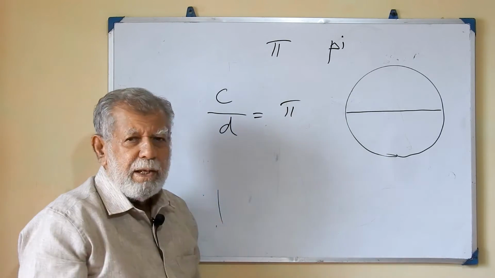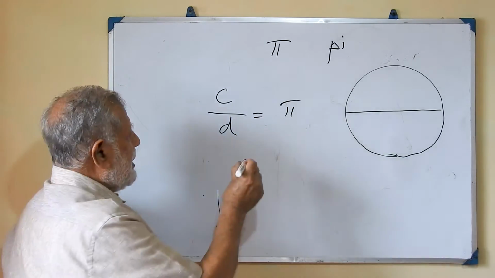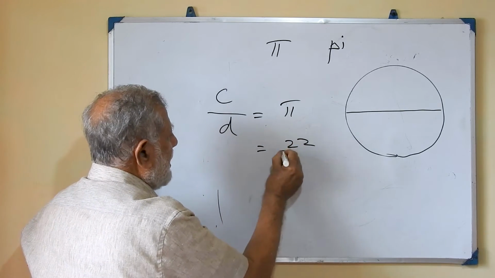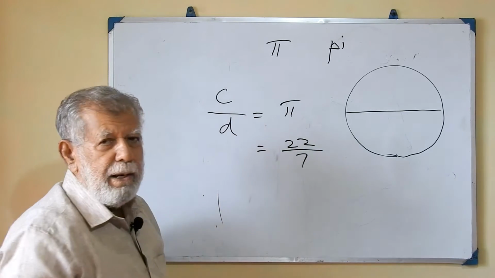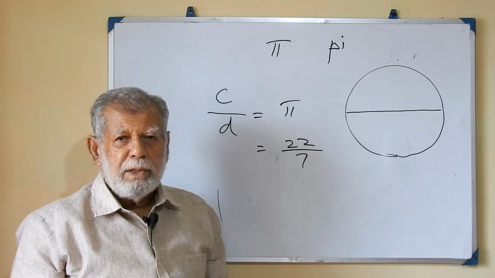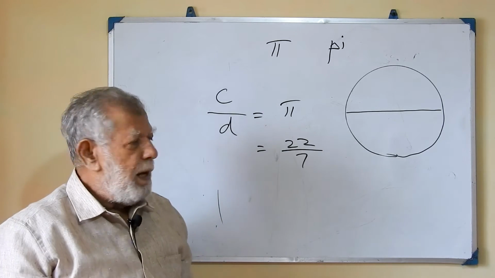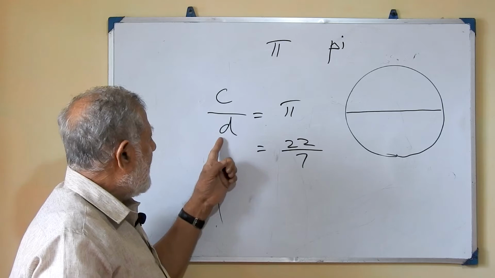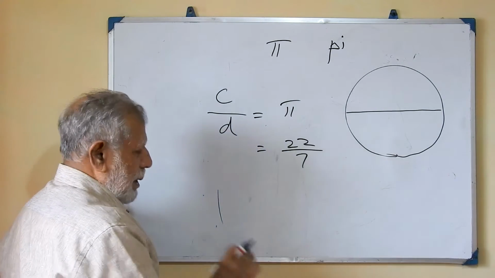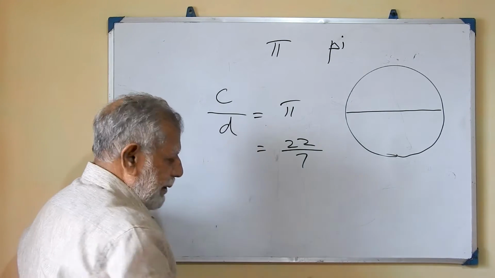And for mathematical calculation, we use this as equal to 22/7. But this is not an accurate number. Though 22/7 is a fraction, pi is not exactly that. It is only approximated. Therefore, the value C/d, pi, is also an irrational number.